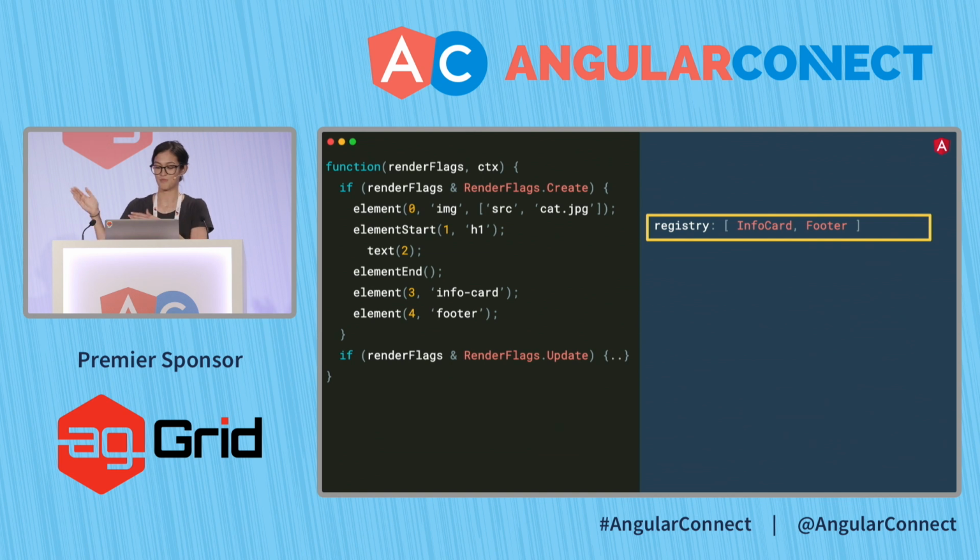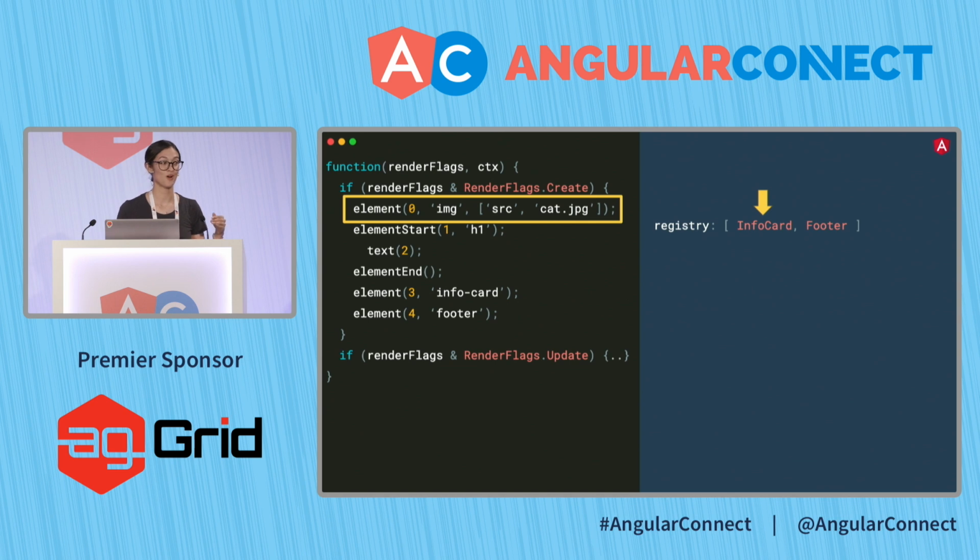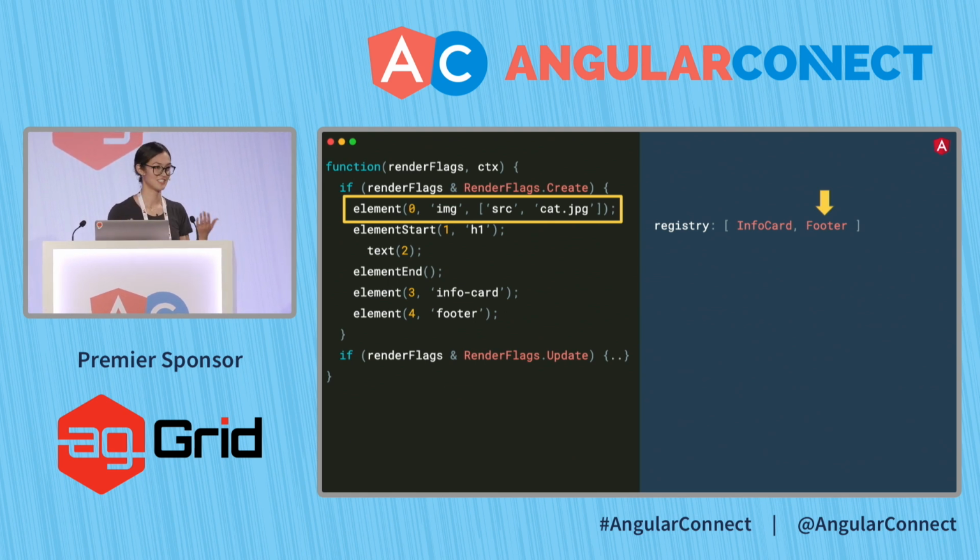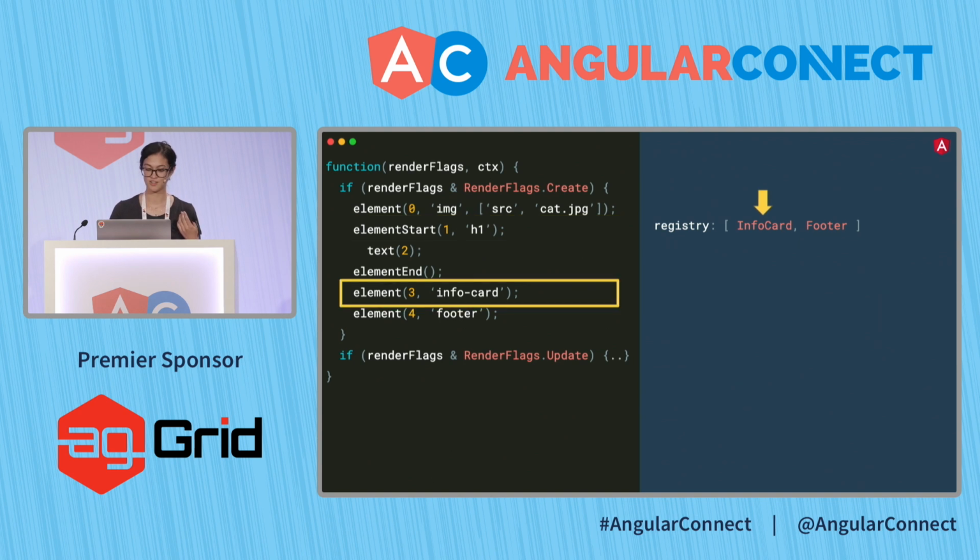So if I put the registry up here on the right so you can kind of visualize it, as we're creating all of these elements, we're also matching directives against the elements that we're creating. So for this image tag, we'll look at the registry, look at the first item, which is info card. We'll grab its definition, look at its selector, right? And then we'll try to see if the image tag matches the info card selector. They don't match, so we'll keep looking, checking to see if the image tag matches the footer selector. Still won't match. And we'll keep going through as we're creating until we actually get a match.